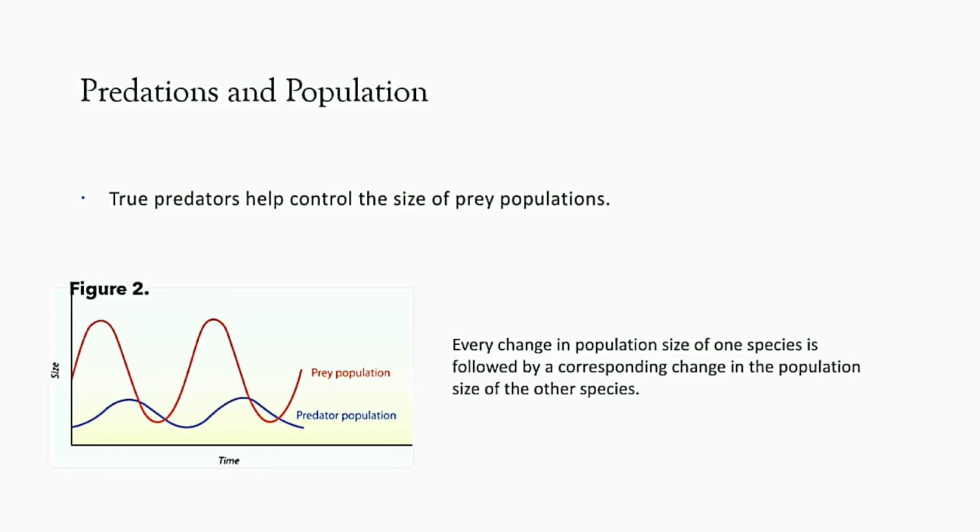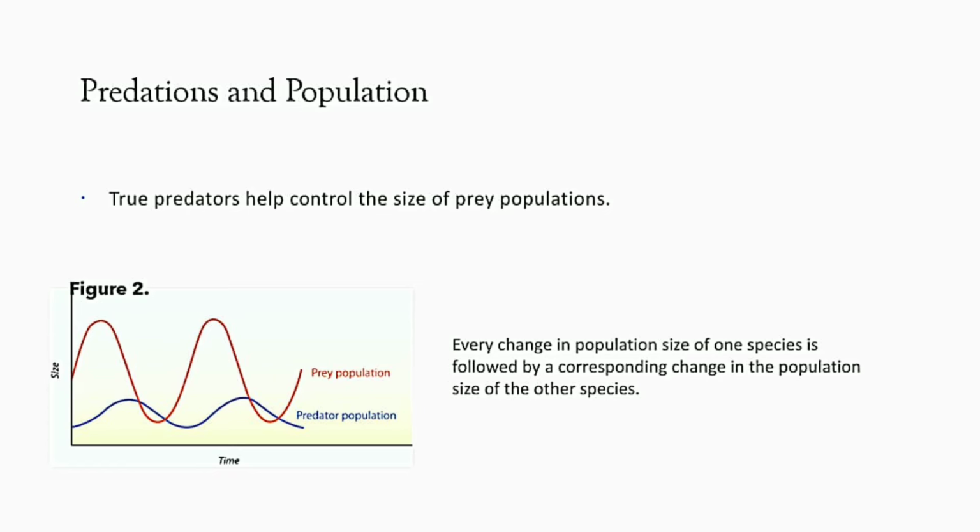Predation and populations. True predators help control the size of prey populations. This is especially true when a predator preys on just one species. Generally, the predator-prey relationship keeps the population size of both species in balance. This is shown in figure 2. In figure 2, every change in population size of one species is followed by a corresponding change in the population size of the other species. Generally, predator-prey populations keep fluctuating in this way as long as there is no outside interference.